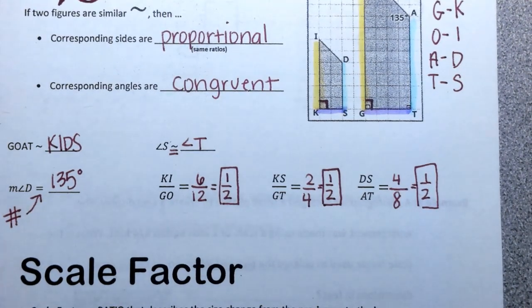Scale factor. A scale factor is a ratio that describes the size change from the pre-image to the image. I'm sure everybody in here has seen or played with a Hot Wheel before. What came first, the car or the Hot Wheel? The car. And so what Hot Wheels does is they have a scale factor of 1 to 64, and they shrink down the dimensions of the car to create a Hot Wheel. That is a situation where scale factor comes into play.